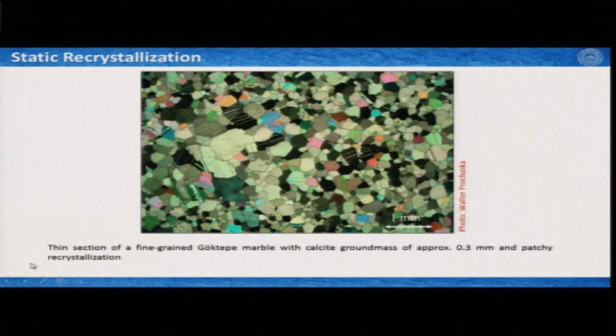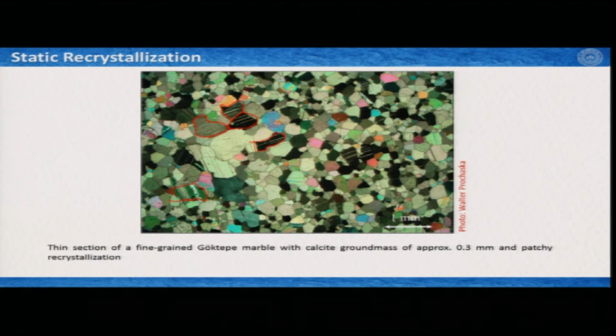In the next slide, we have a fine grained marble, where the mineralogy is a calcite groundmass of approximately 0.3 millimeter, and it has a patchy recrystallization. What we see here is that most of the grains are absolutely strain free. There are few grains like here or here. So, these 3 grains somewhere here, and this one, these grains are characterized by twinning.